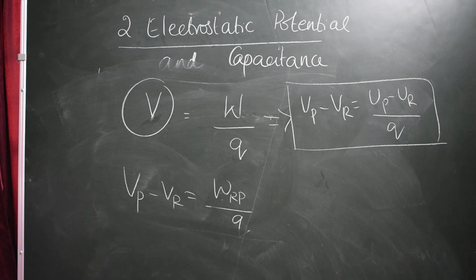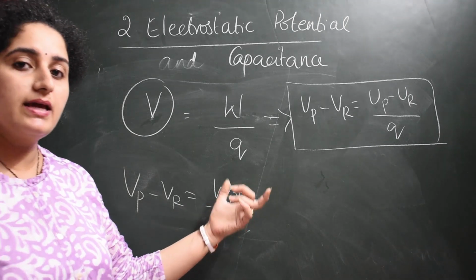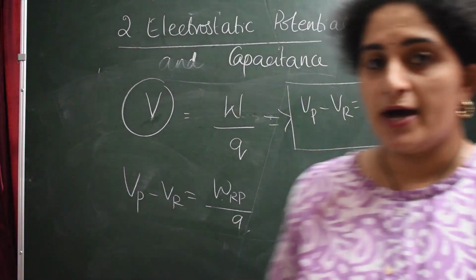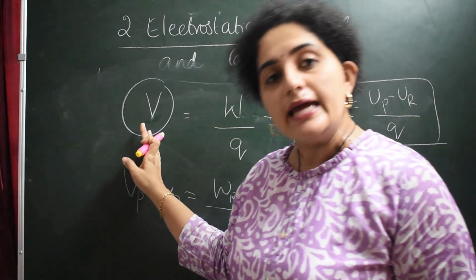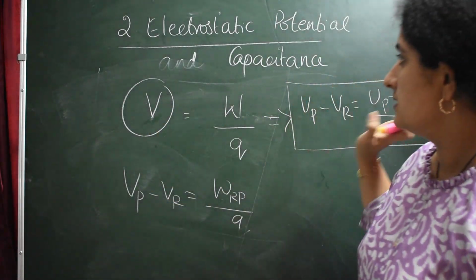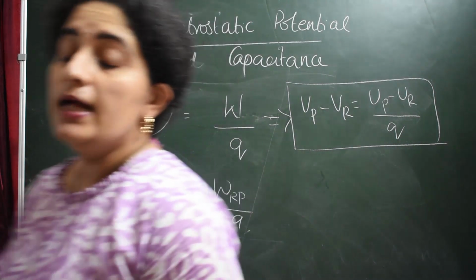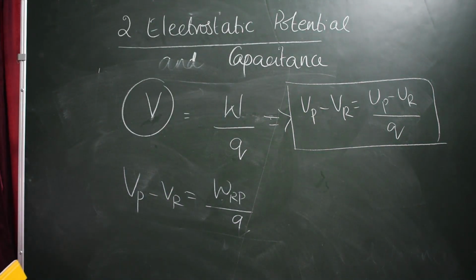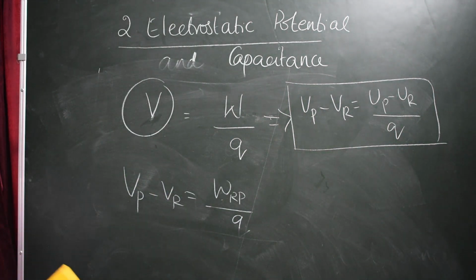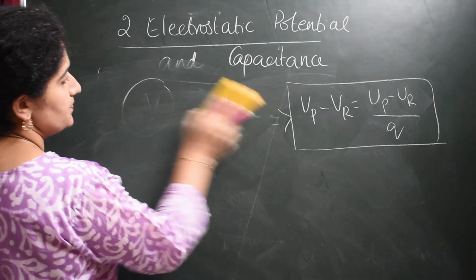So it is the work done in bringing the point charge from infinity to any other point. So that is the electrostatic potential. Now we will see what is the electrostatic potential due to a point charge.